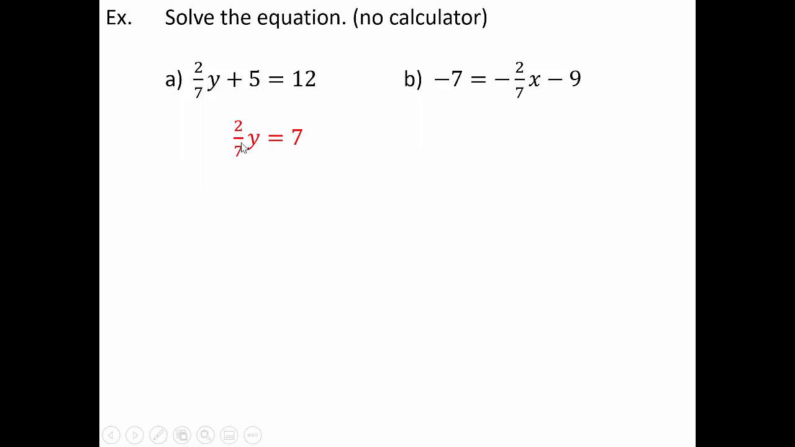by the number in front of the variable. Hey, we just had a lesson about dividing fractions, and we know we don't divide fractions, we multiply by the reciprocal.